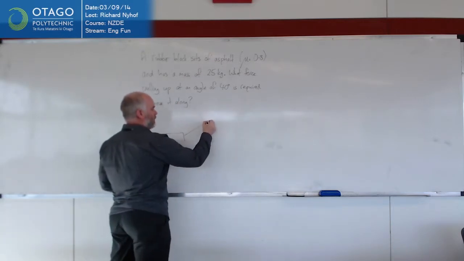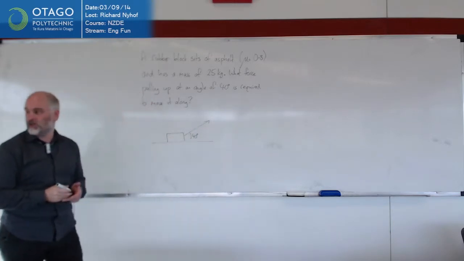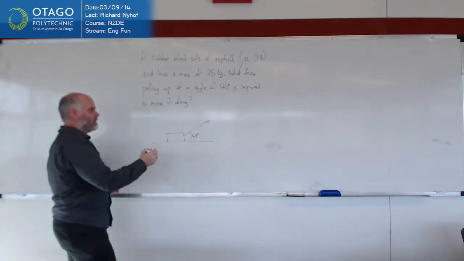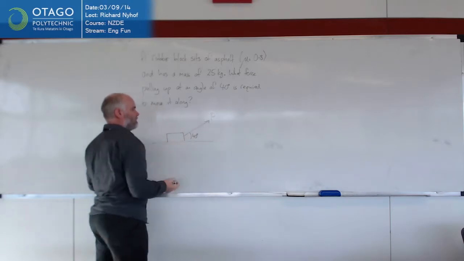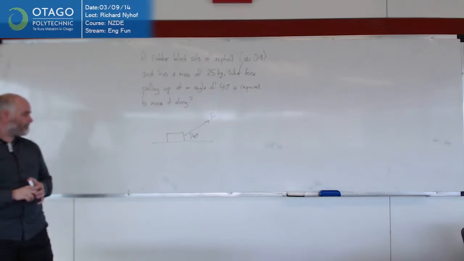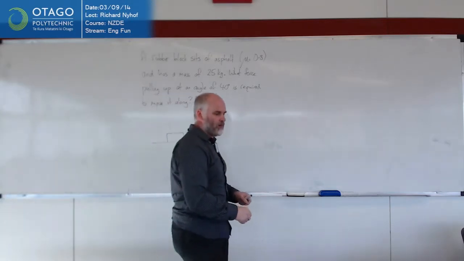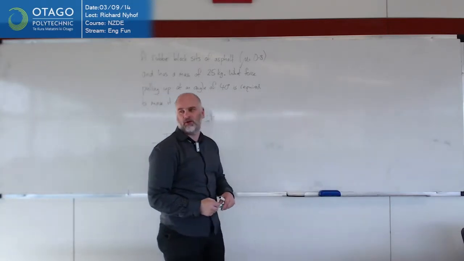So it's been pulled up at an angle of 40 degrees. That's the pull, P, at an angle of 40 degrees. Right, same as I did last time. Which other forces do you want me to put on this diagram? What other forces do I need on this thing?